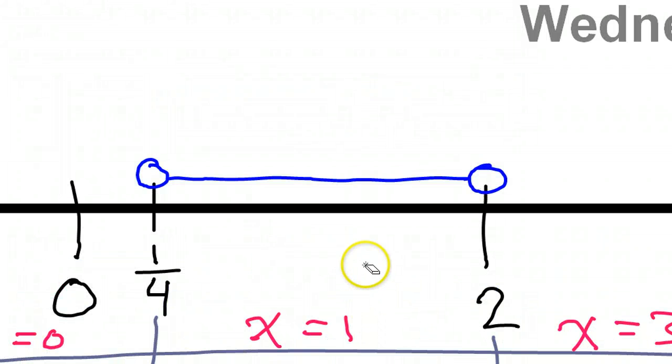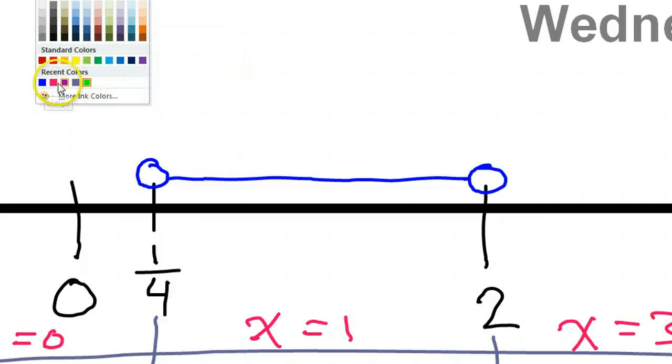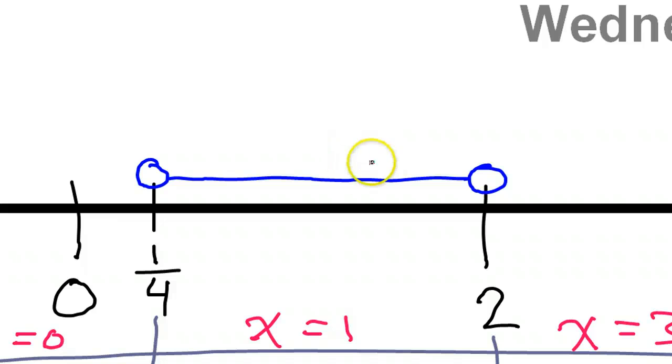Anyway, the solution. This time, let's write the solution both ways. We're going to do it in interval notation and as an inequality. Interval notation for this graph would be very easy because it goes from 1/4 to 2. So I just put 1/4, comma 2, and we'll leave it round parentheses to show that the endpoints are not included, for the same reason we have open circles.